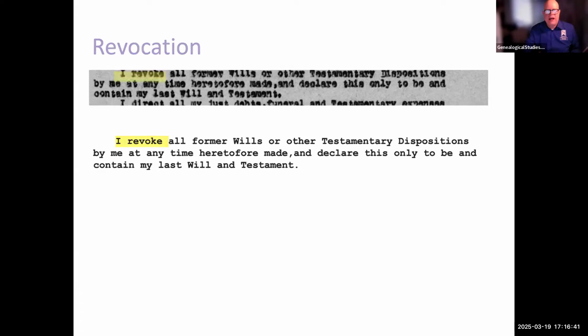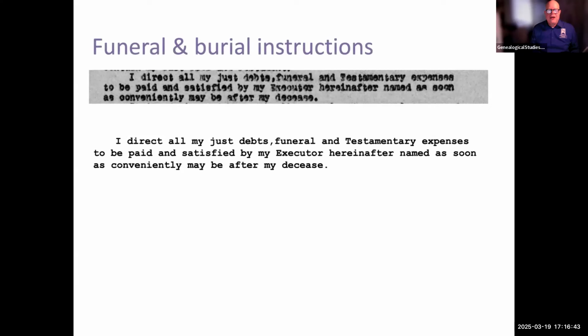That takes care of that. And we move on to the next thing. Funeral and burial instructions. And also in here, we talk about paying debts. So I direct, standard legal language that just means, hey, Mr. or Miss Executor, whoever it is, get this done. I direct: pay for my funeral.